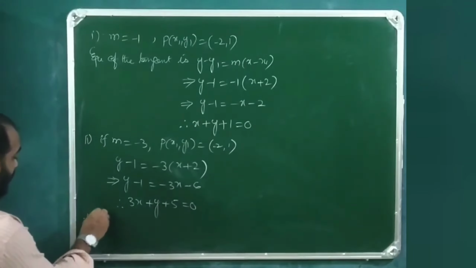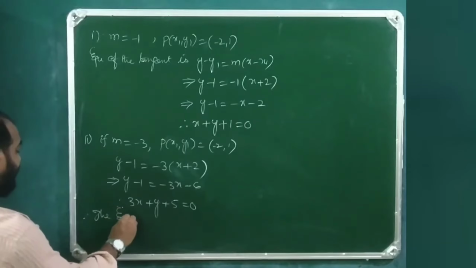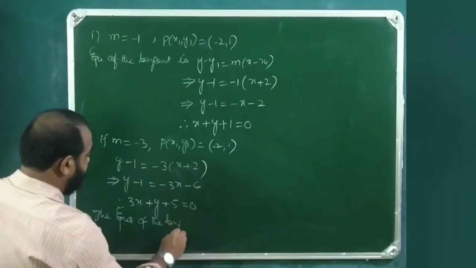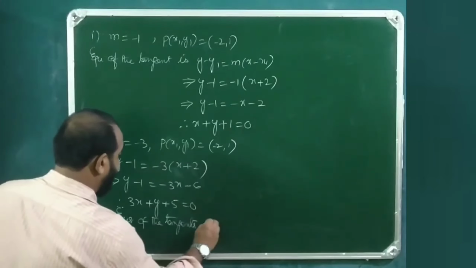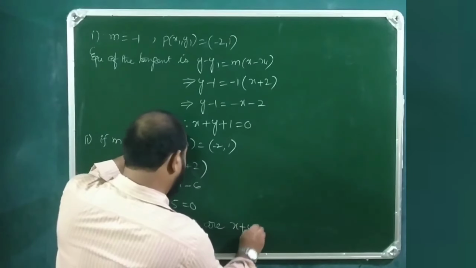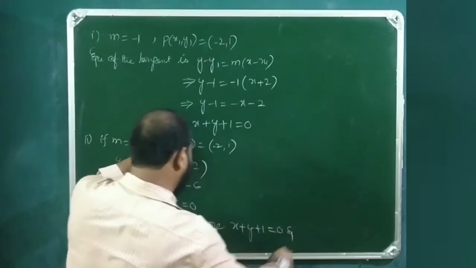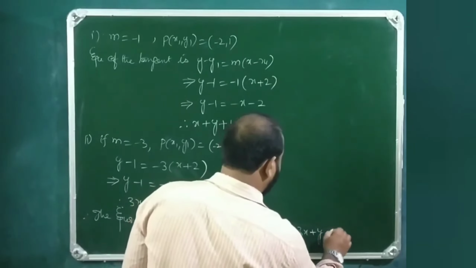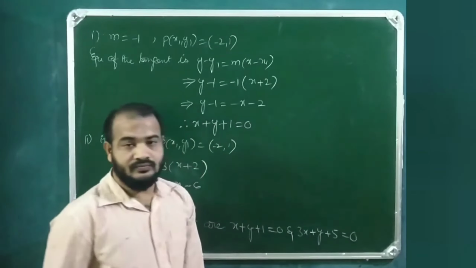Therefore, the equations of the tangents are x + y + 1 = 0 and 3x + y + 5 = 0.